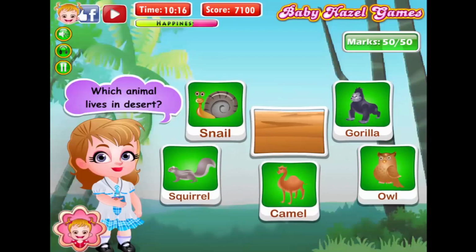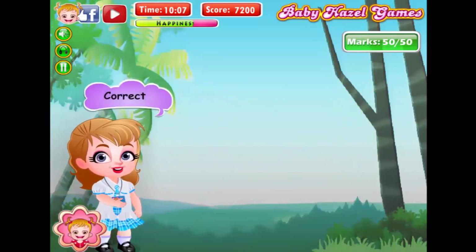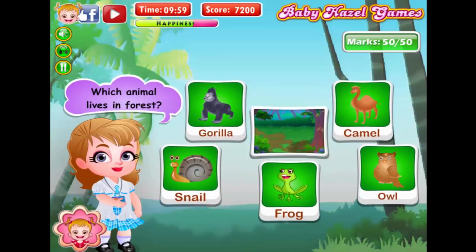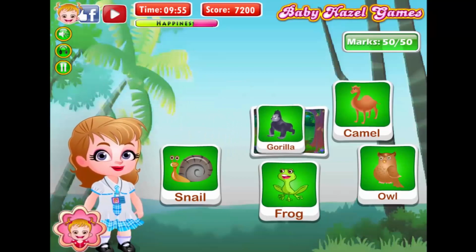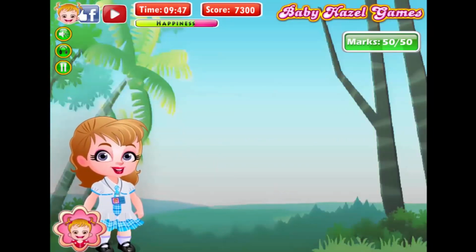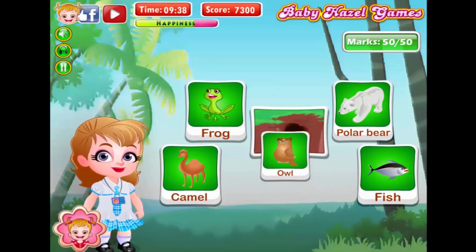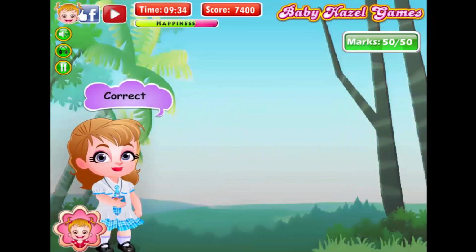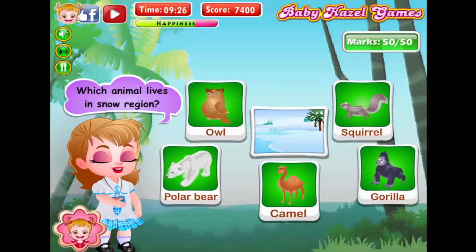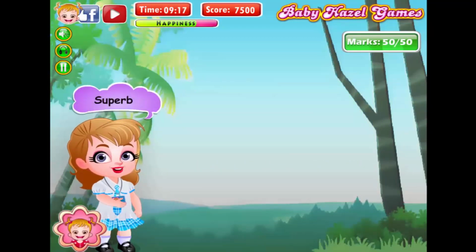Which animal lives in the desert? Correct. Which animal lives in the forest? Superb. Which bird lives in the burrow? Correct. Which animal lives in the snow region? Superb.